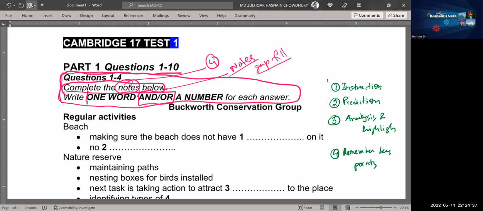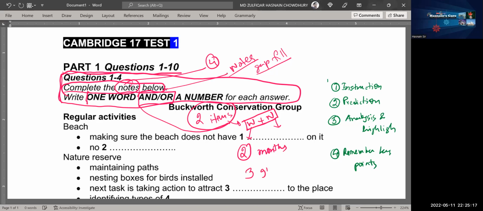So one word and or a number, it means you can use in total 2 items as answer. In total 2 items. One is word and the other is number. Word plus number. One word and or a number means you can write one word and one number in total. For example, 2 is a number, months is a word, 3 is a number, goals is a word. So in total, 2 items will be accepted as answers. Okay.